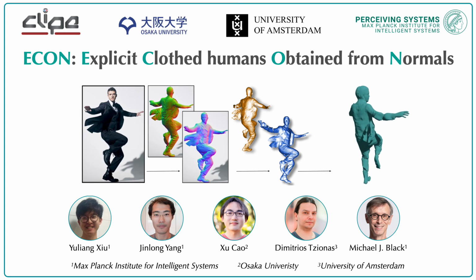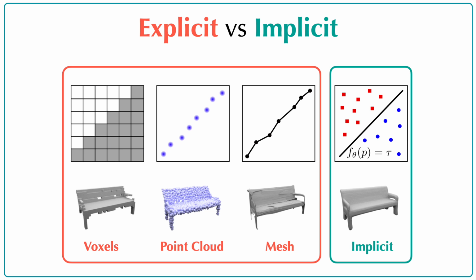We present ECON, which stands for Explicit Clothed Humans Obtained from Normals. ECON reconstructs detailed 3D humans with clothing from a single image. Existing methods can be grouped into two categories: explicit shape-based and implicit-based approaches.